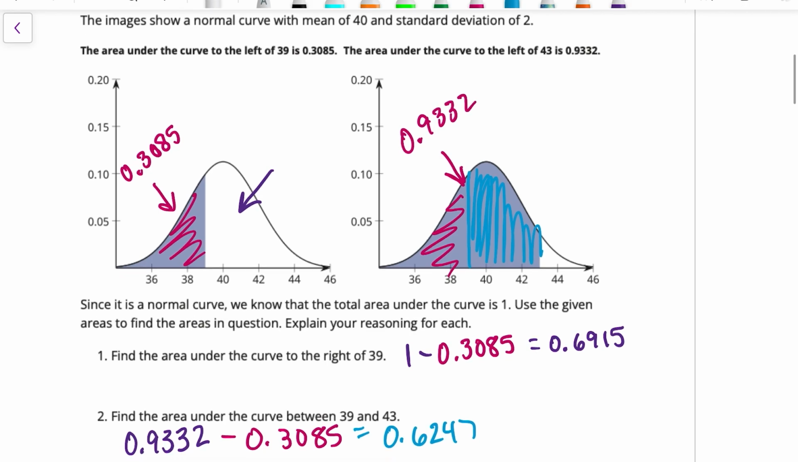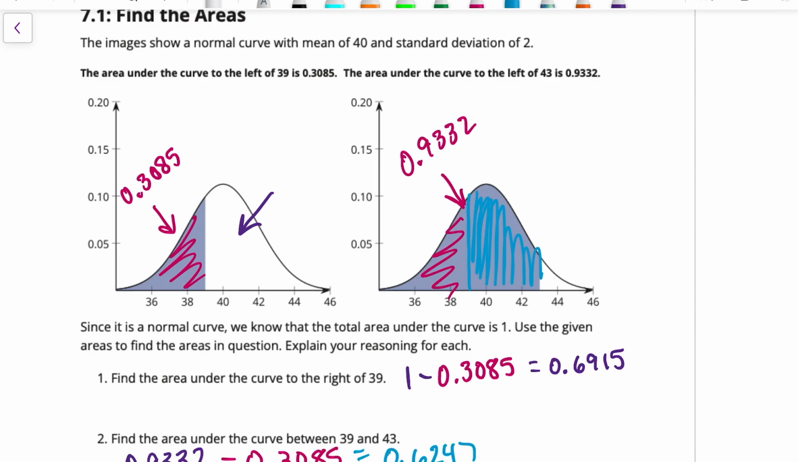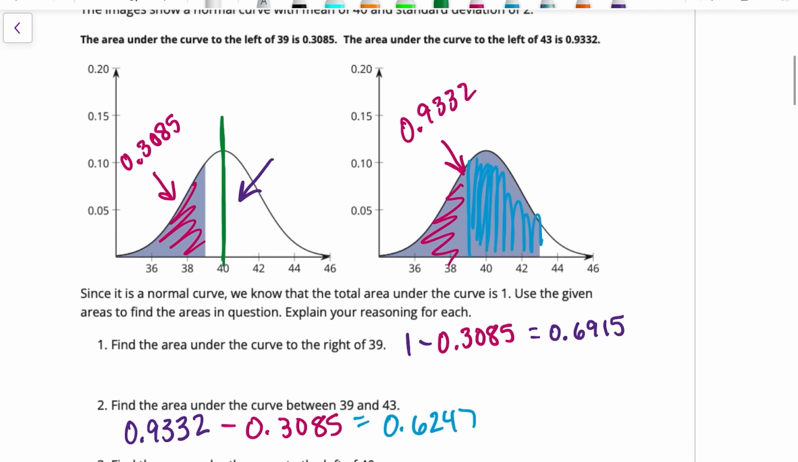All right, then we want the area under the curve to the left of 40. Keep in mind that 40 is right here, and this is a normal curve, and 40 is the mean. It's also the median, right? So 50%, or 0.5, is going to be to the left, because 40 is the center. So half of the data would be to the left, and half of it would be to the right.